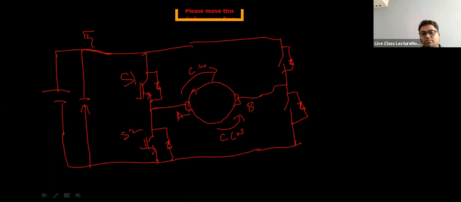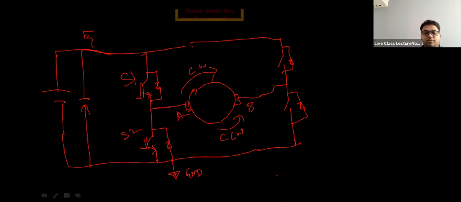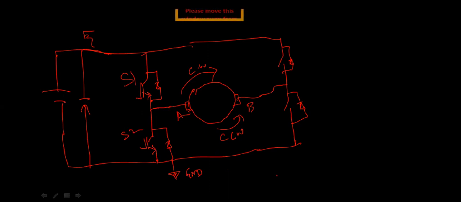I have to use the switch and short circuit this A to this ground part. How do I do it? Tell me an option to do it. Sir, S1, S3. Sir, S3 and S2 will be on.